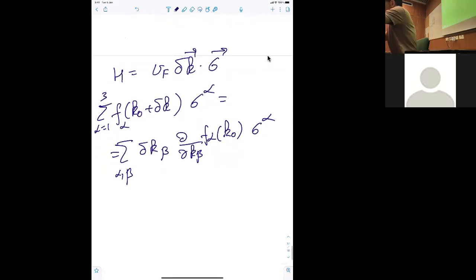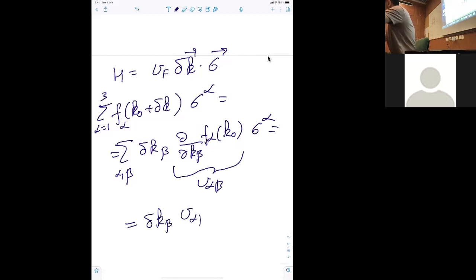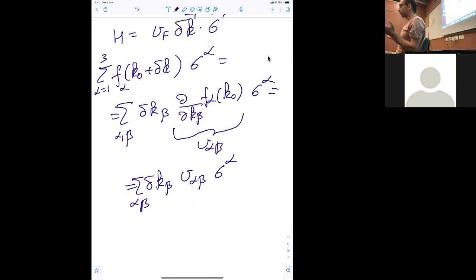Okay, so now let's give it a name. We will have something that looks like, let's call this tensor v alpha beta. So we'll have delta k beta, v alpha beta, sigma alpha, summed over alpha and beta. So v alpha beta is just a 2 by 2 matrix of constants, right?